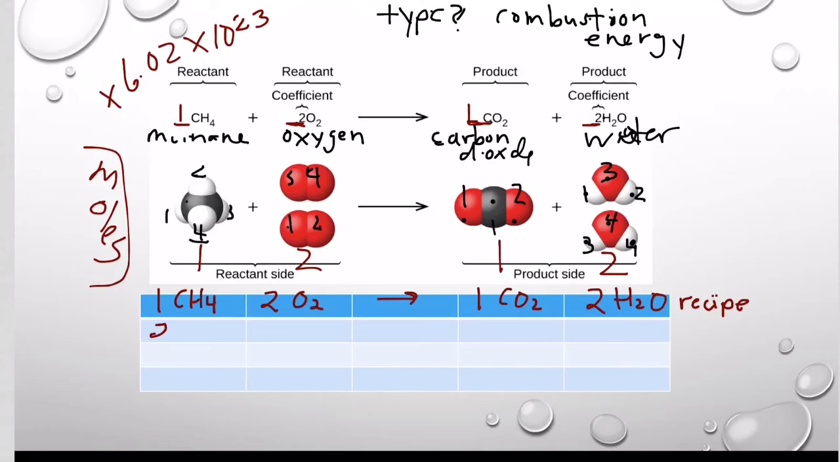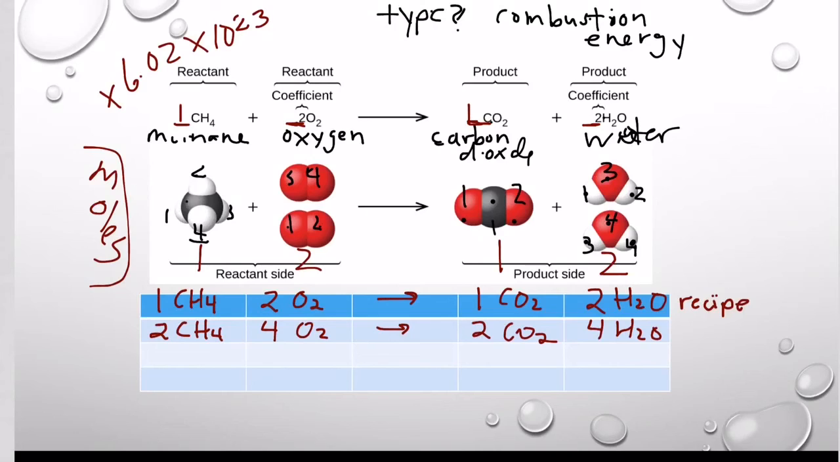So let's say I need to double my recipe. Let's say I start with 2 moles of methane. How many moles of oxygen am I going to need to completely react that so that there's no methane left over? We would need 4 moles of oxygen, double the amount. And how much is that going to make? Now we're going to make 2 moles of carbon dioxide and 4 moles of water. We've just doubled it.